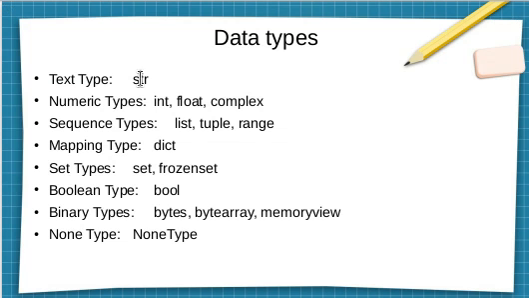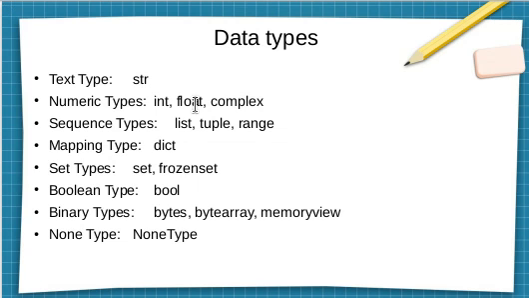These data types are present in Python. The text data type is string. Notice that there is no character data type. Here a character is a string with length 1. So the character type is not present, only the string data type is possible. In numeric data types, int, float and complex are possible.